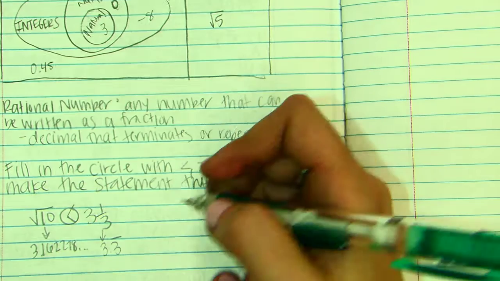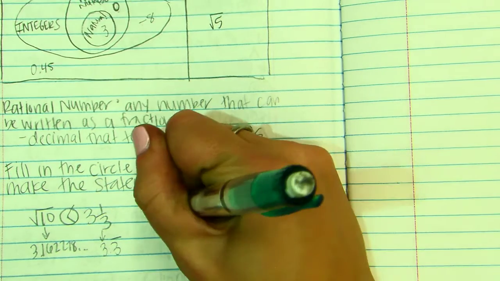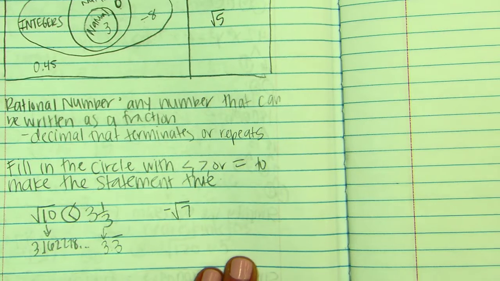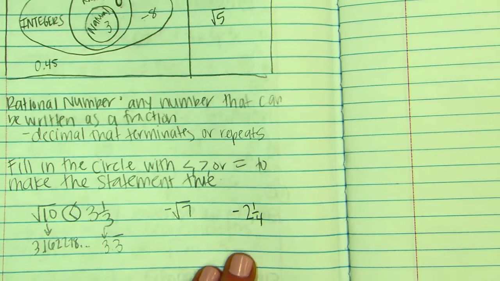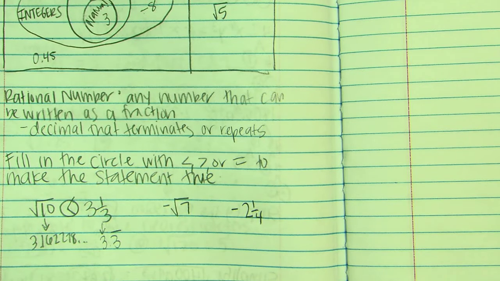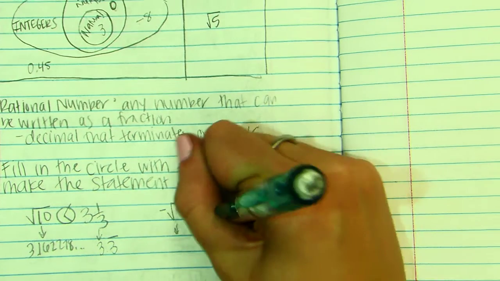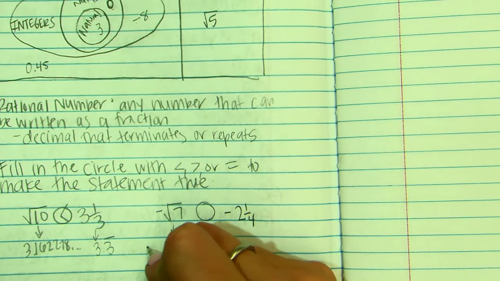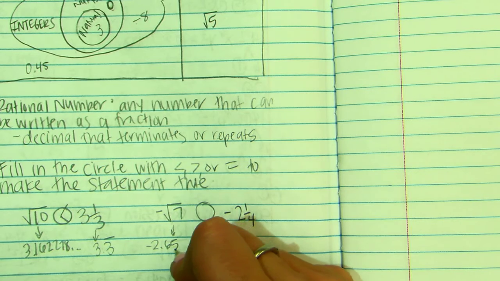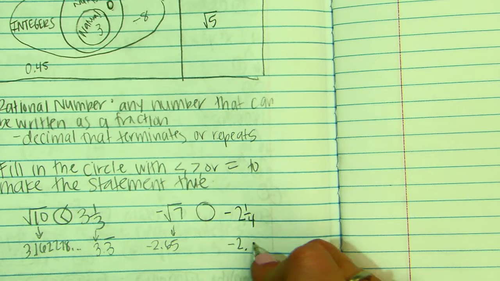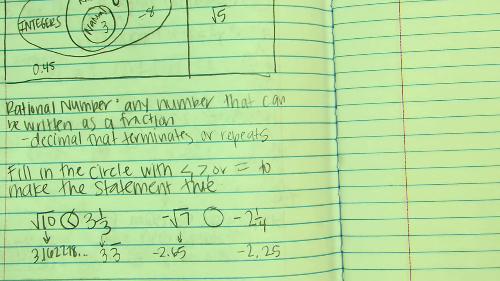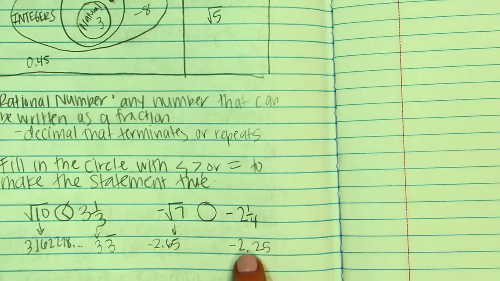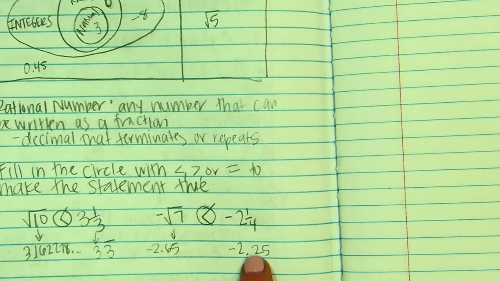Let's do another example of that. Let's do the opposite of the square root of 7 and -2 1/4. So I'll type in the opposite of the square root of 7 in my calculator, and I get negative, should put a circle in between, I get -2.65 if I round. -2 1/4 is -2.25. I have to be careful because these are negative. This one will be further to the left, this one will be further to the right, so I'm going to still say this one is greater.